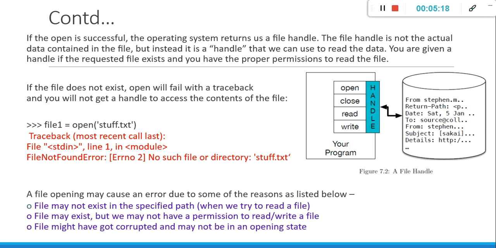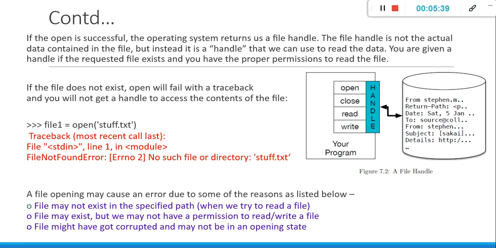You can see one of the examples here. file1 is equal to open stuff.txt, where stuff is a file which does not exist. So it will throw an error, or what you call an exception, FileNotFoundError. We should be very vigilant and careful enough to handle these types of errors.